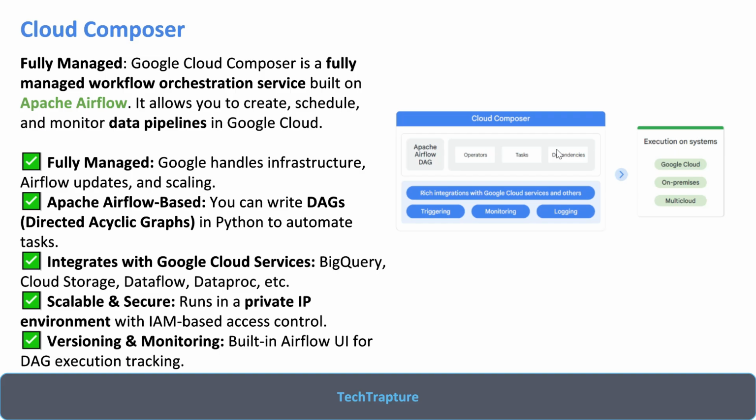And this Airflow you can use to have the data pipeline, which can be on Google Cloud, or which can integrate with on-premises, or it can also be integrated with a multi-cloud environment. Okay, so this is about Cloud Composer.